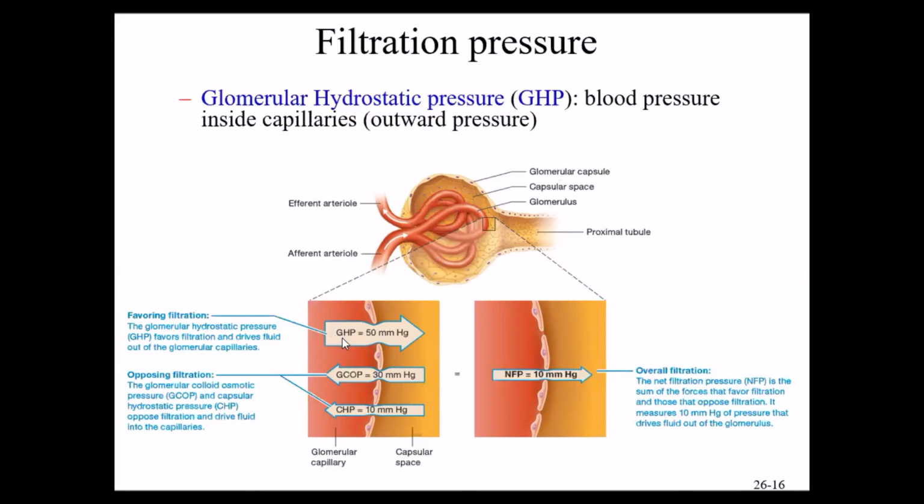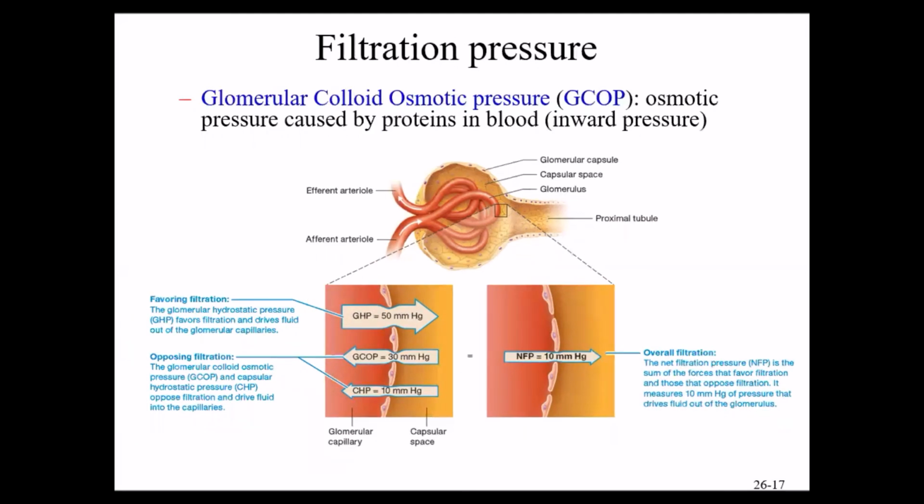And so they give you some numbers here on the diagram. They say GHP might be somewhere around 50 millimeters of mercury. It's the same units that we measure blood pressure in. This is a blood pressure. And so it's hydrostatic pressure pushing the plasma out to create the filtrate. But you do have two other pressures that are associated with filtration pressure.